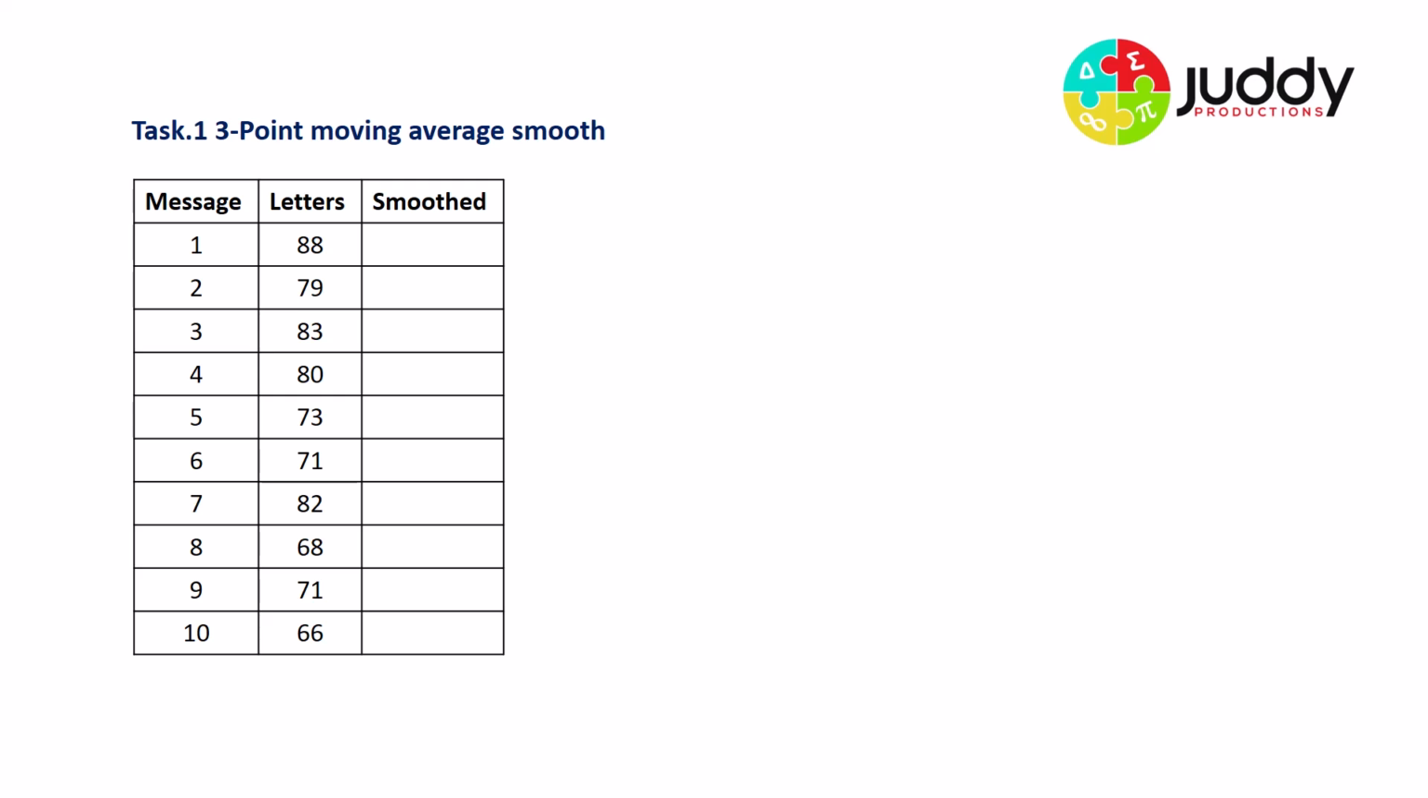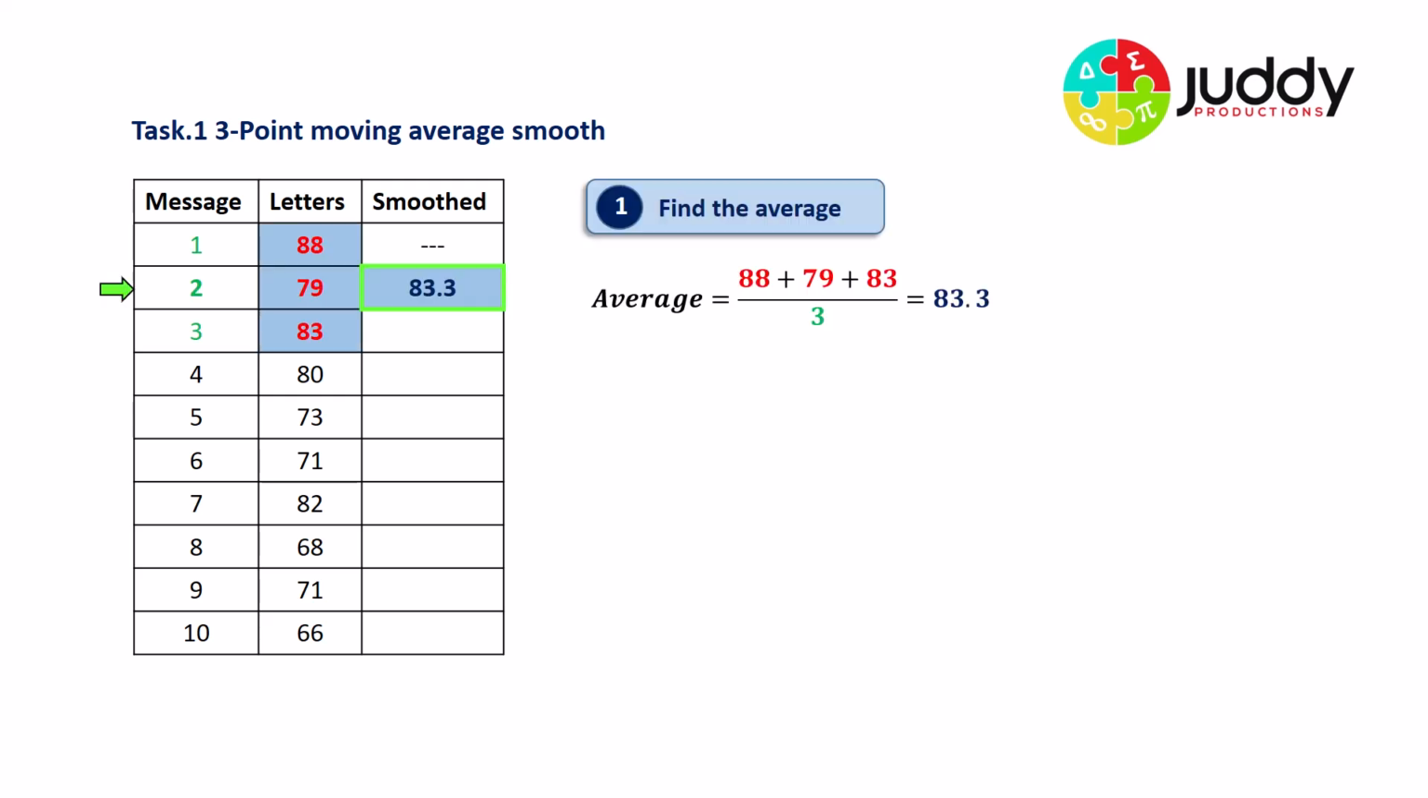Let's have a look at how we do a 3-point moving average smooth first of all. Even in the title here we have the words average and 3-point, so that gives us a bit of a clue. What we do first of all is find the average of the first 3 entries. We take the number of letters for messages 1, 2, and 3, add them together, and divide by 3 to work out the average. We're using 3 bits of data, hence the name 3-point, and we're using the average value. So that's why it's called an average smooth.